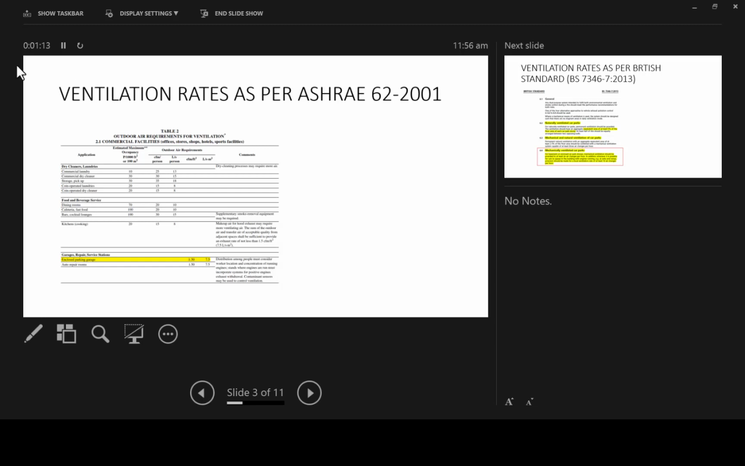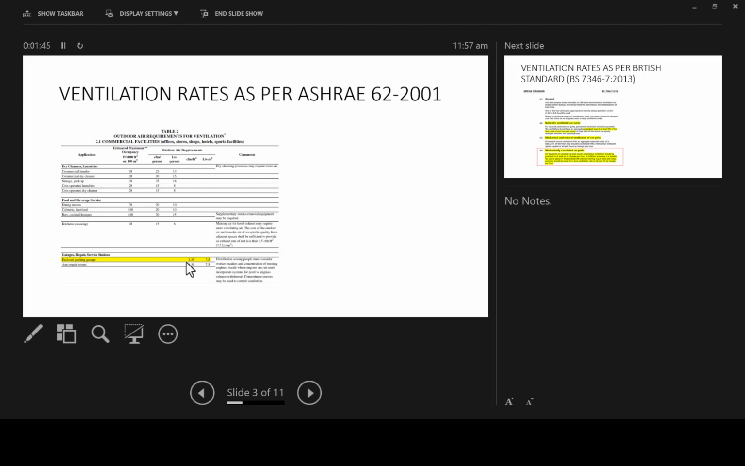So as per ASHRAE 62/2001, that is the older version, you can see they use 1.5 CFM per square feet. So for the air flow rate requirement, how much air you want to introduce into the basement and how much you will exhaust, this will be a balance, like 1200 CFM fresh air or outdoor air, and 1200 CFM will be exhaust.